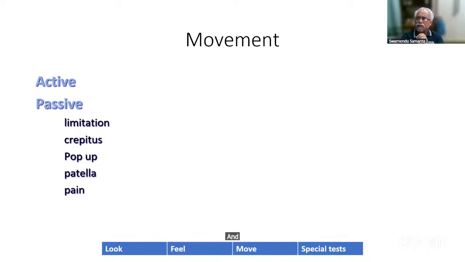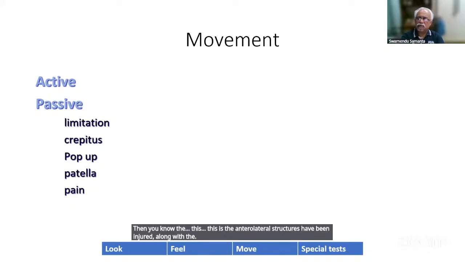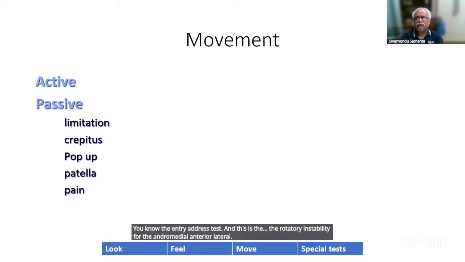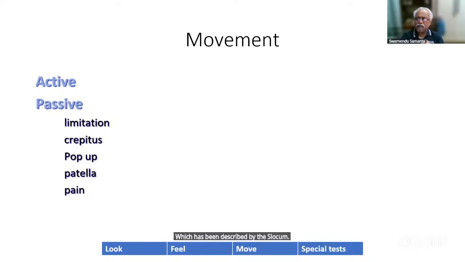And in 15 degrees of internal rotation, if you see the anterolateral tibia is coming in front, then you know the anterolateral structures are injured along with the ACL. So we have tested the posteromedial corner. The dial test is for the posterolateral corner. And the anterior drawer test for the rotatory instability, anteromedial and anterolateral, has been described by Slocum.